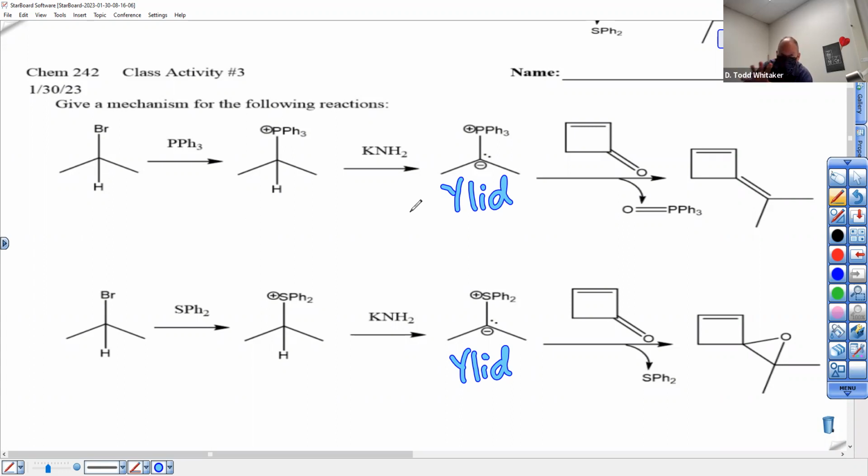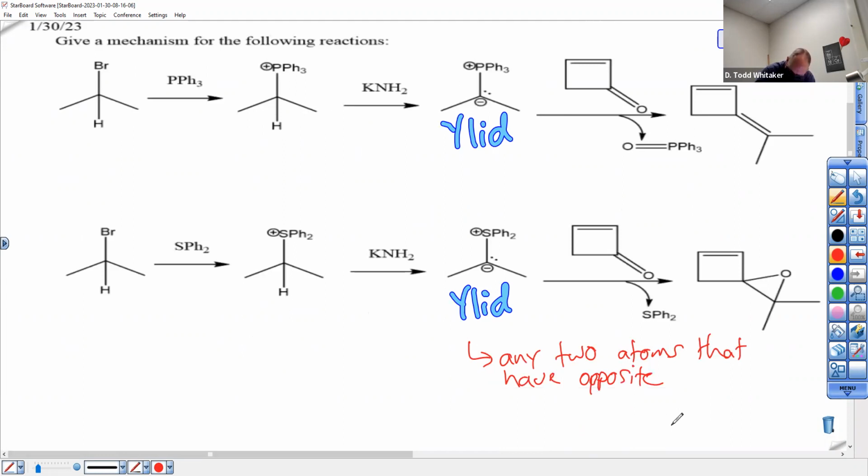It can be any two atoms. Ylid: any two atoms that have adjacent opposite charges. How's that? Any two atoms that have opposite charges on those two atoms.